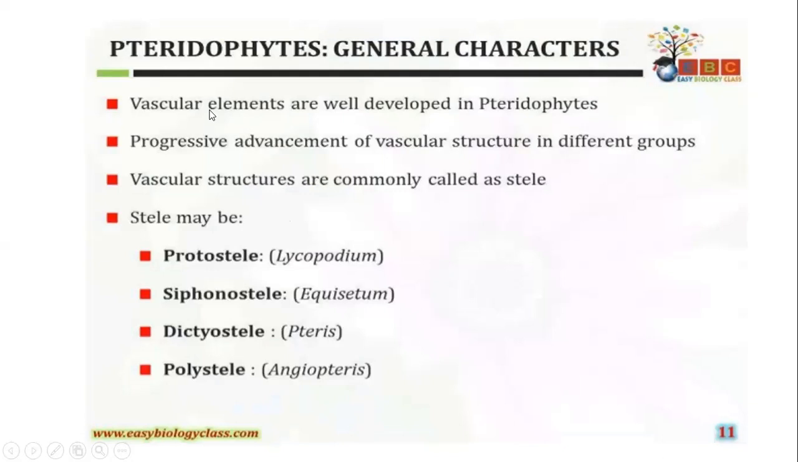Next, based on the vascular arrangement, how are the vascular tissues arranged? That is commonly called the stele. The xylem or phloem arrangement, we call it a stelar tissue. So based on how these elements are arranged, in the pteridophytes the stele is of protostele type, siphonostele, dictyostele, or polystele. What are these? When we study these types of steles, I will let you know what is the protostele condition and siphonostele. In pteridophyta we come across these different types of steles depending upon the genera and the arrangement of the xylem and the phloem tissue.